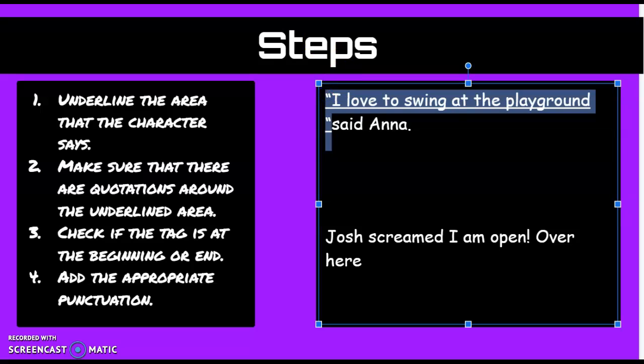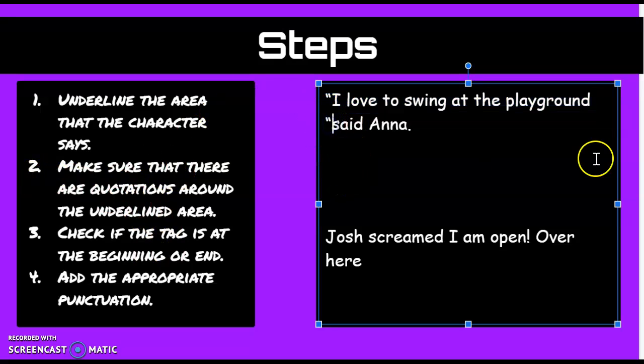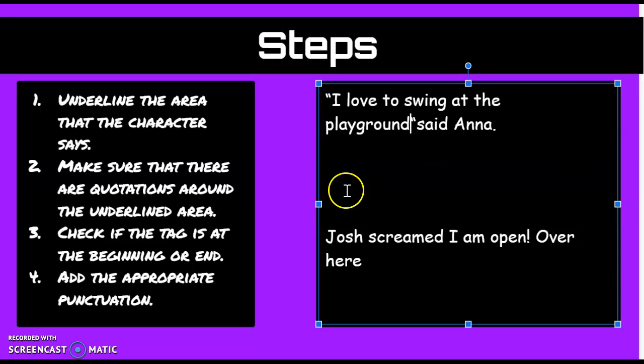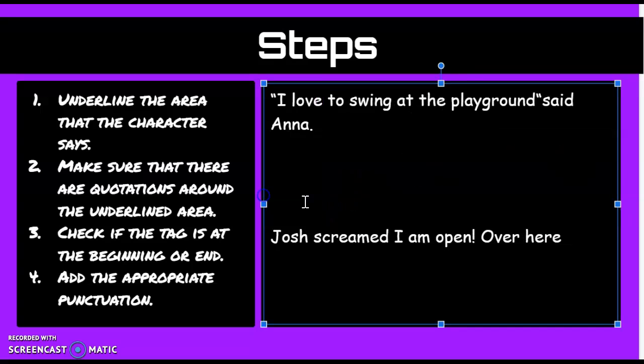So now this doesn't have to stay underlined. I just underlined it to see where she is talking. So that's step number 2, quotation marks around what they say. I'm going to expand this so we can see it a little better.